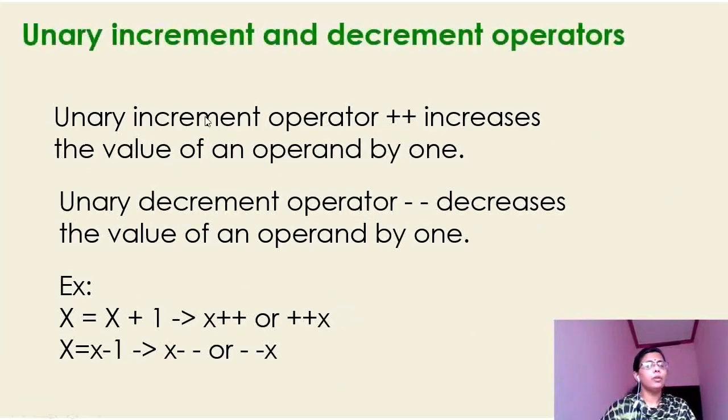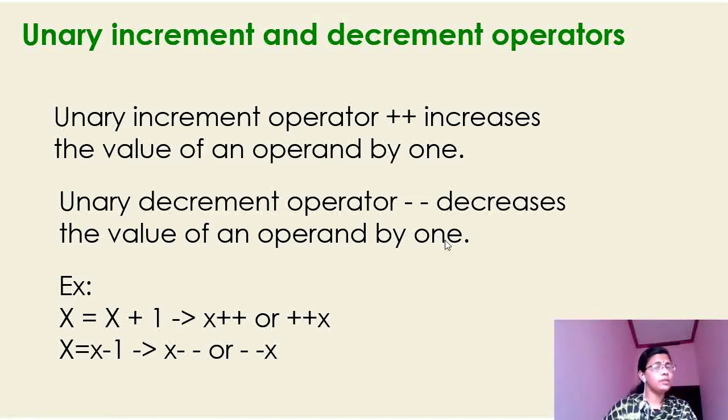Next you are going to learn more about unary plus plus and unary minus minus. So what is the unary plus plus operator called? It is called the unary increment operator. Okay. So what do you mean by increment? It means something which increases. So when I give plus plus, it will increase the value of an operand by 1. What happens if it is a decrement operator? The unary decrement operator, minus minus, as its name signifies, decreases the value of an operand by 1.